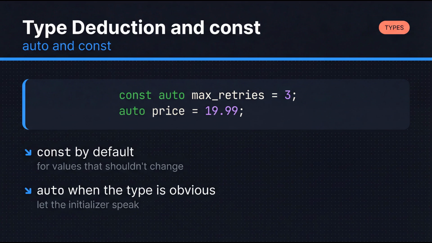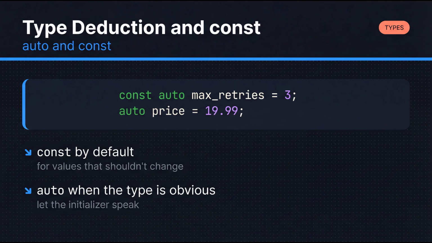Two keywords that make your code cleaner: const and auto. Use const by default for any value that shouldn't change after initialization. const auto maxRetries = 3. The compiler enforces this. If you accidentally try to modify maxRetries later, you get a compile error. That's a safety net, not a restriction.